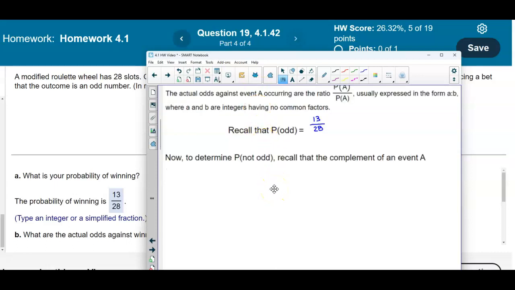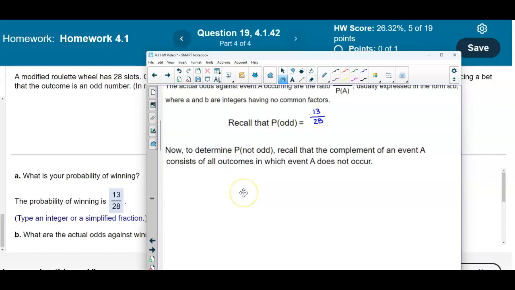So we want to determine the probability of not odd, meaning the complement. Recall that the complement of an event A consists of all outcomes in which event A does not occur. So to find the probability of not odd, we take the value of 1 and subtract the probability of odd. We know the probability of odd is 13 over 28. So we have 1 minus 13 over 28.